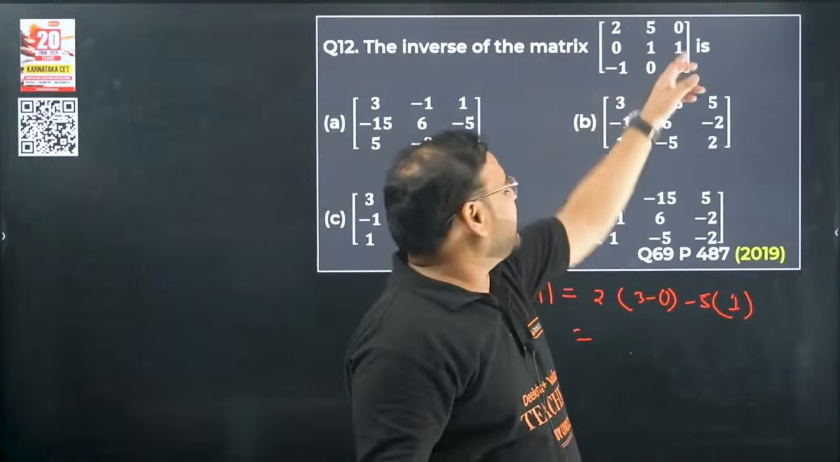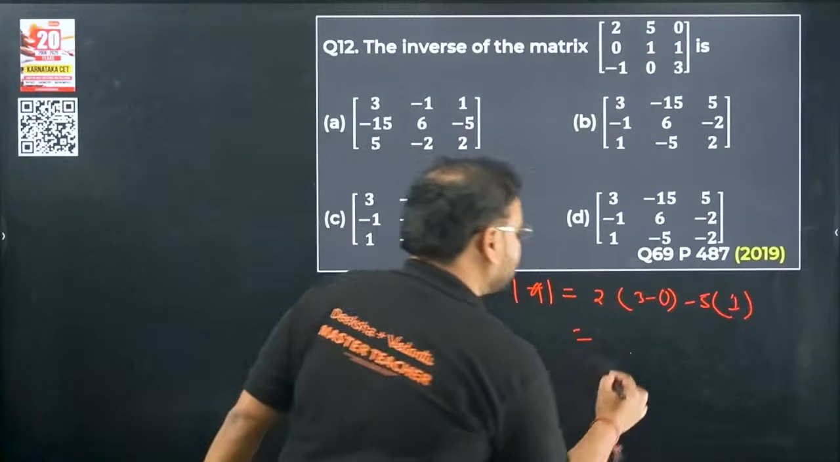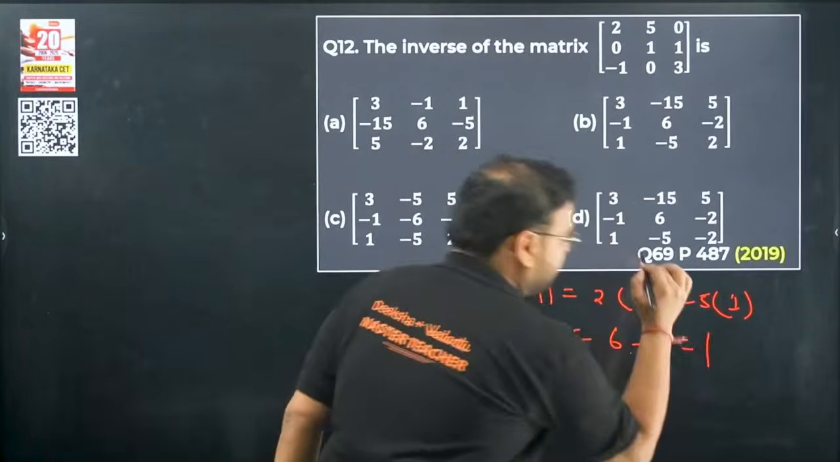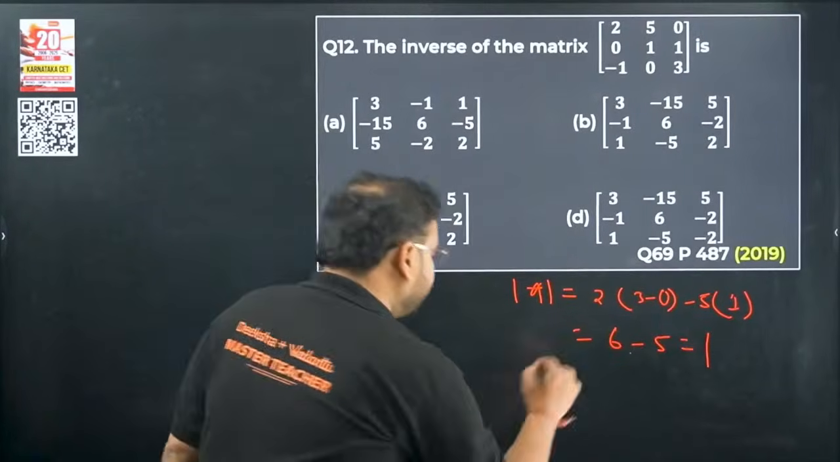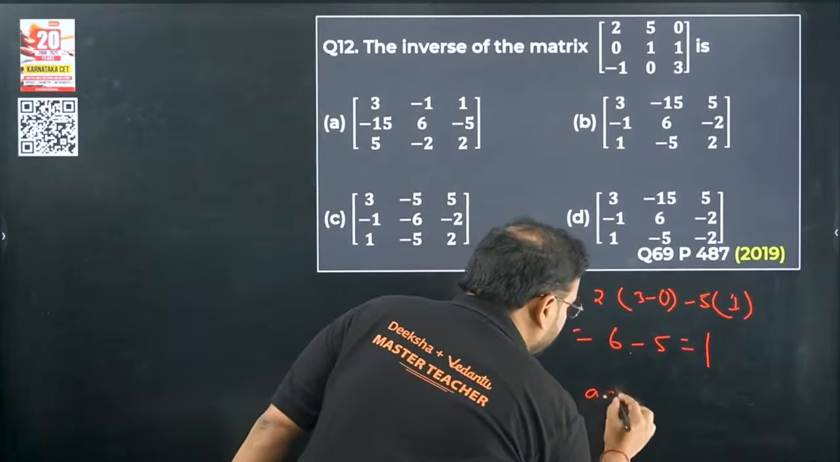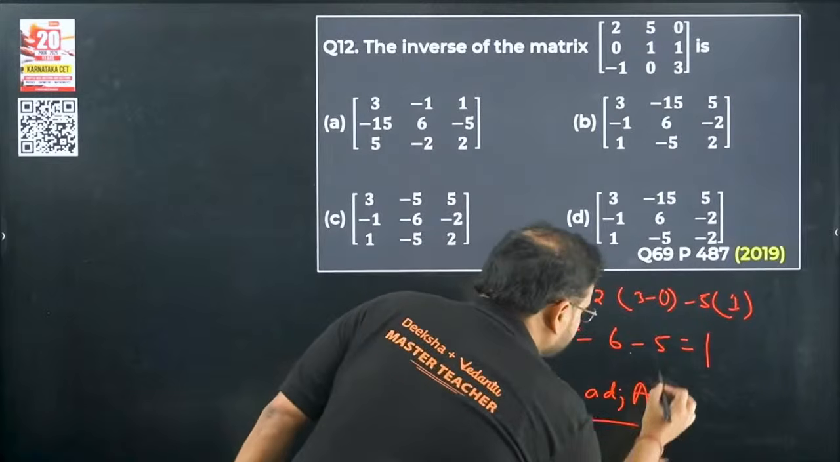Okay. 3 into 1 minus 0. 3 minus 0 is 3. 3 into 2 is 6 minus 5. Answer is 1. Determinant is 1 means what? It means, sir, inverse is equal to adjoint of A.